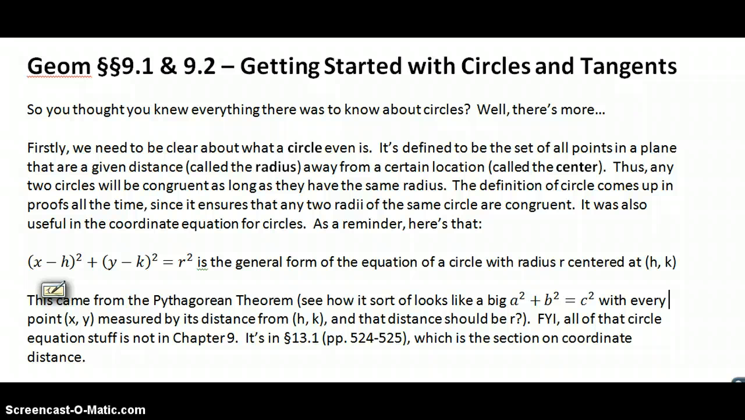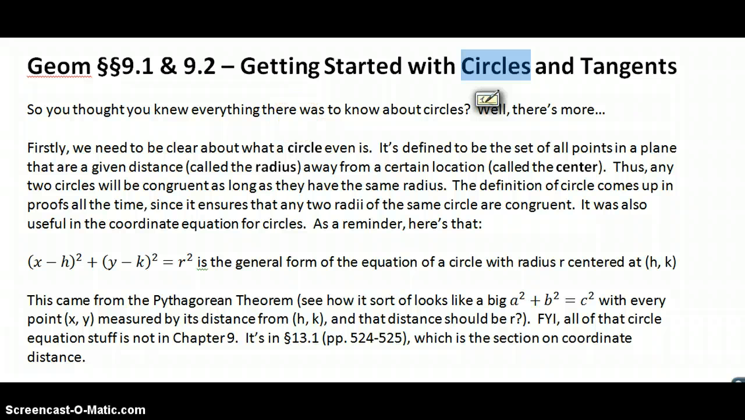Okay, so getting started with chapter 9, which I believe is our unit 8. Sorry about that. About circles and tangents. Now, you probably thought you knew everything there was to know about circles, but it gets pretty heavy if you keep going. We did talk about the definition of circle and how that definition leads to the equation of a circle. That was based on distance, because everything about circles is about a point and how far away it is from a certain center. So every point along the circle.